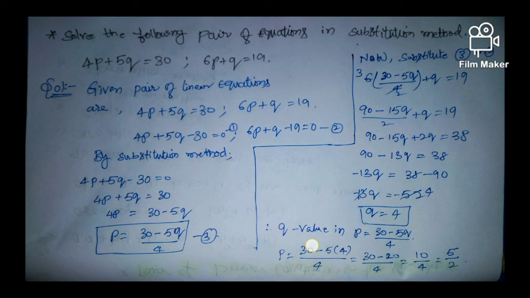Therefore substitute the q value in p, that is equation number 3. So here we have q replaced by 4. So (30 - 5q)/4, wherever you have q, put 4. Then simplify: 30 minus 5 fours are 20, divided by 4. 30 - 20 is 10 divided by 4. By simplifying this, both will cancel: 2 fives are 10, 2 twos are 4. So the p value is 5/2 and the q value we already found is 4.